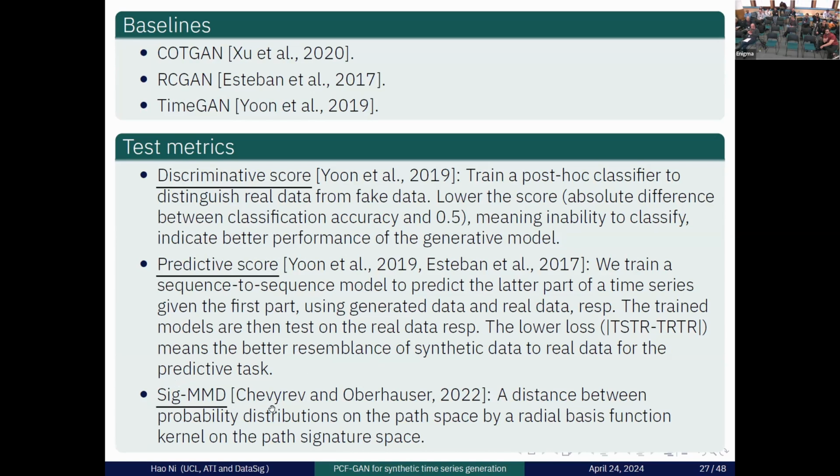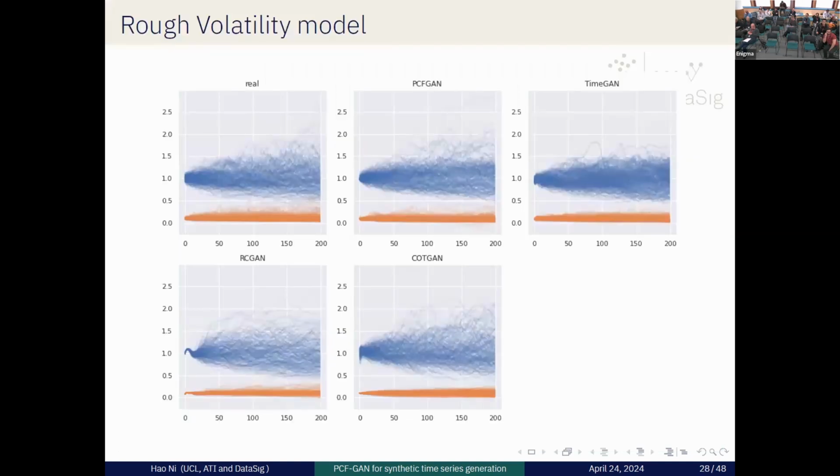We also include the CMMD, that is a generic metric for the distribution of the path space, to assess the performance. So here is the sample plot comparison of all the models. And this is a plot showing the sample plot of the real time series. And you can see that PCF-GAN gives a pretty good result. However, when we have high-dimensional time series, visual validation would not be possible.